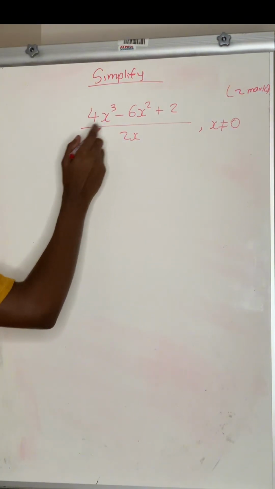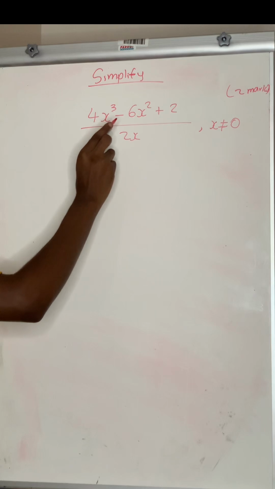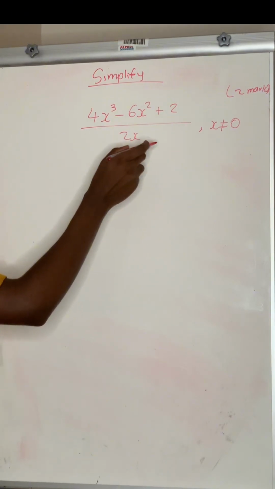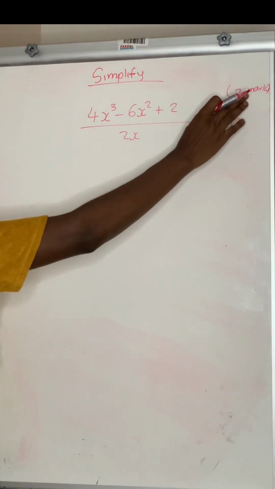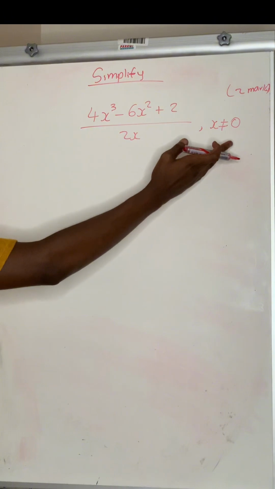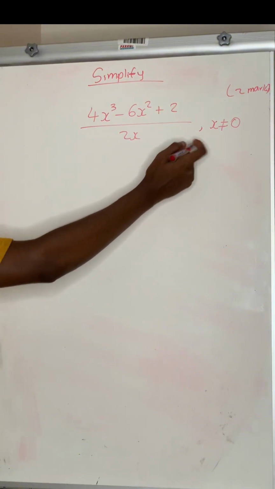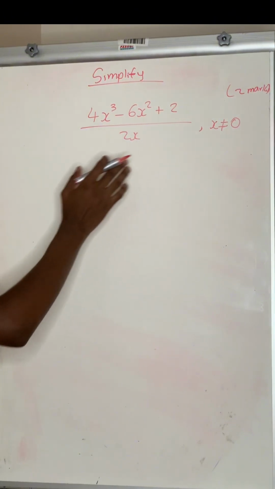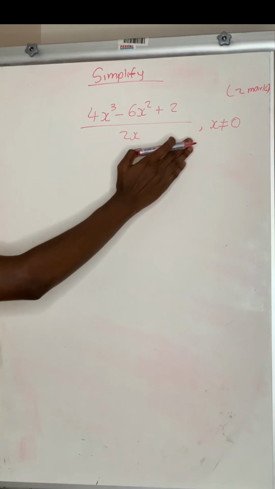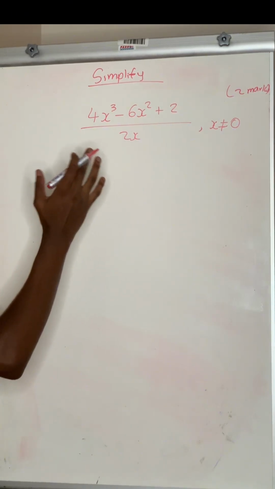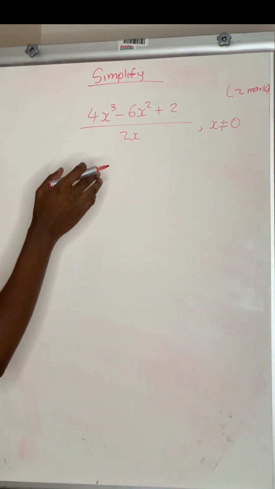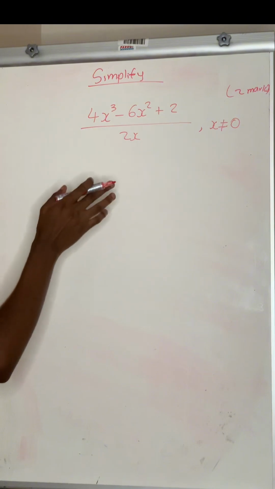So let's simplify (4x^3 - 6x^2 + 2) all of that divided by 2x for 2 marks. And this is just extra information which says where x cannot be equal to 0. So they do this to try to confuse you and make you scared, but it's actually quite simple.